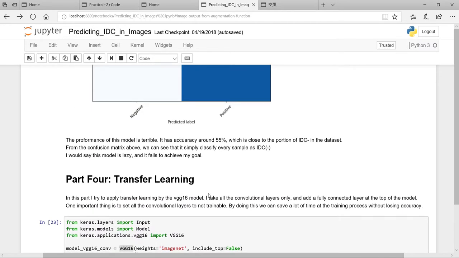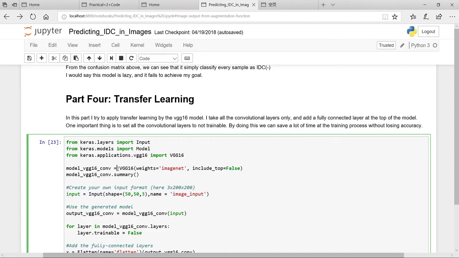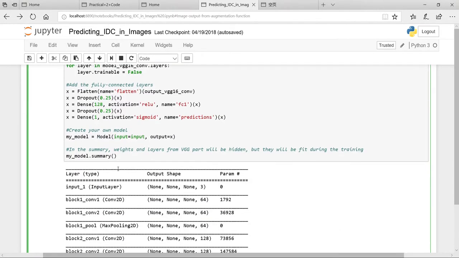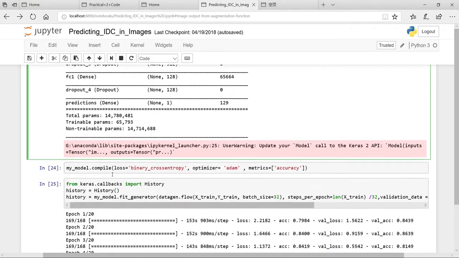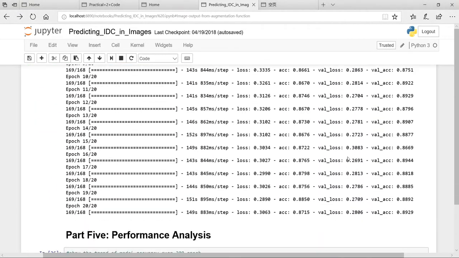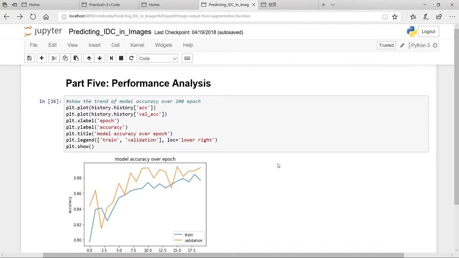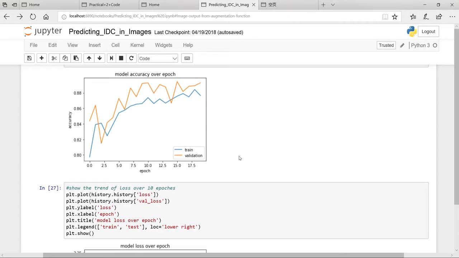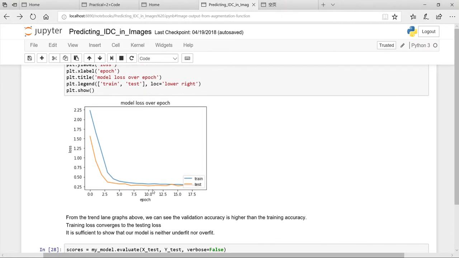To solve this problem, I implement transfer learning with the VGG16 model. That's how my new model looks. After training it for 40 epochs, I got an accuracy rate of around 90%, which is much better. And from these two trend line graphs, we can see that my model does not have the problem of overfitting or underfitting.